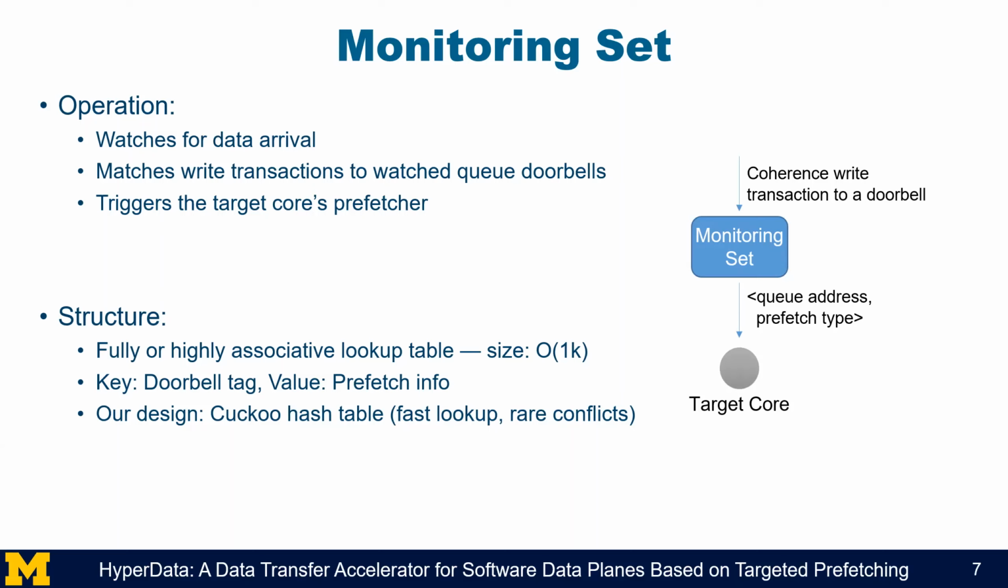The monitoring set must actually perform key-value lookup operations, where the key is the tag of a queue doorbell address and the value is prefetch information. Prefetch information contains the queue address as well as prefetch type, which specifies what part of the buffer should be prefetched. The monitoring set must be able to monitor on the order of 1,000 queues, as there are several I/O devices and a multitude of tenants in a system. Our design choice for the monitoring set is a cuckoo hash table, which has fast lookup time and a small conflict rate, even with a small number of ways.